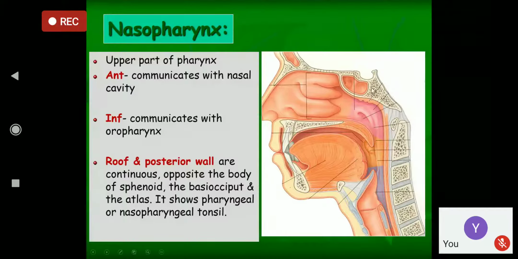Now the roof is formed by the body of the sphenoid and the basilar part of the occipital bone, and this one will form the posterior wall, which will continue with this part. This one is the atlas. So altogether the roof and the posterior wall are continuous, formed by the body of the sphenoid, the basilar part of the occipital bone, and the first cervical vertebra, known as the atlas. Now over here, in between the roof and the posterior wall, can you see the aggregation of lymphoid tissue? This is known as the pharyngeal tonsil, also known as the nasopharyngeal tonsil. Tonsils are aggregations of lymphoid tissue.